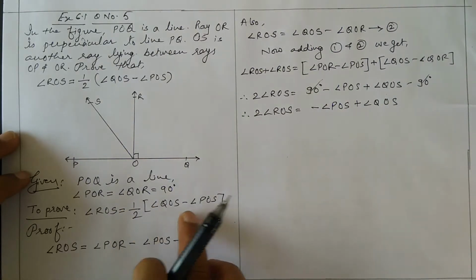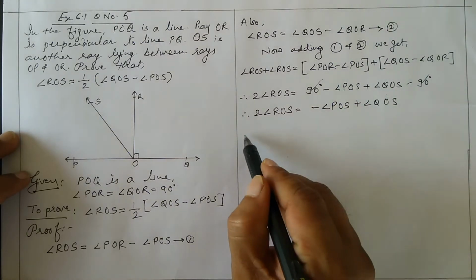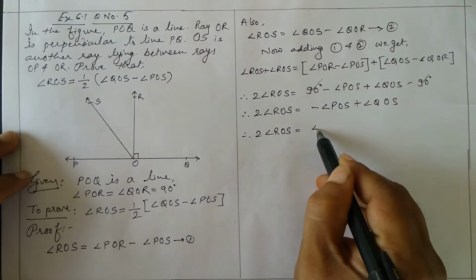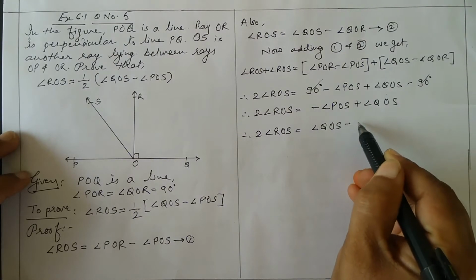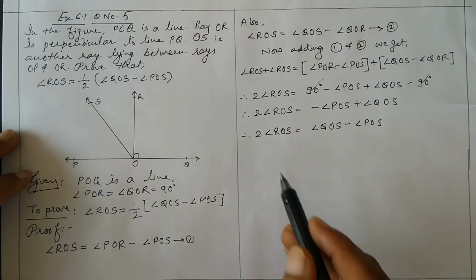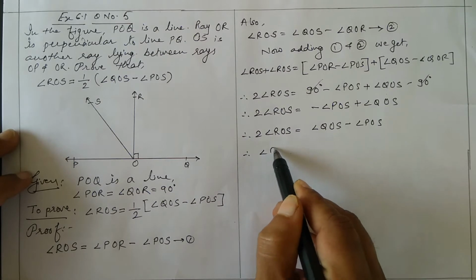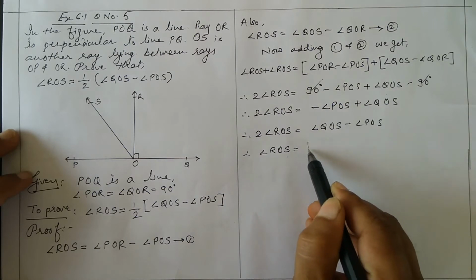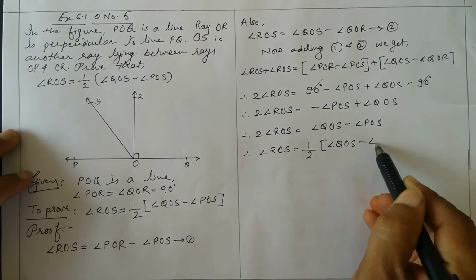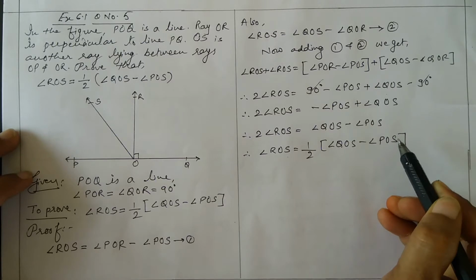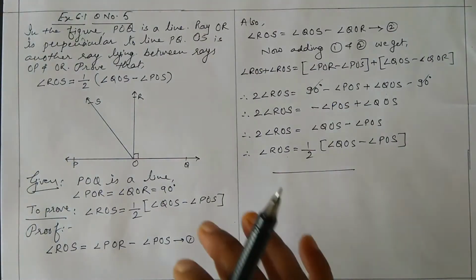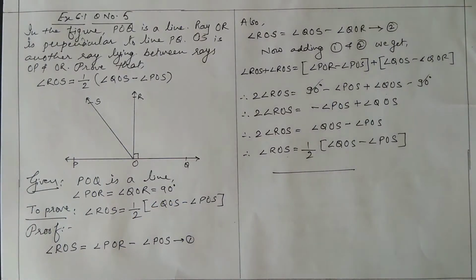आपको क्या चाहिए? QOS minus POS. बस rearrange the terms. Therefore 2 times angle ROS is equal to angle QOS minus angle POS. This and this have the same meaning. Now, therefore, dividing by 2, ROS is half into angle QOS minus angle POS. Okay, hope you have understood this question. ऐसे क्वेश्चंस को राइडर्स कहा जाता है.